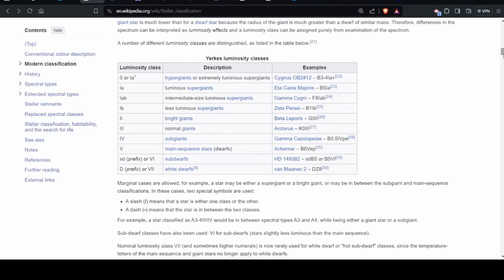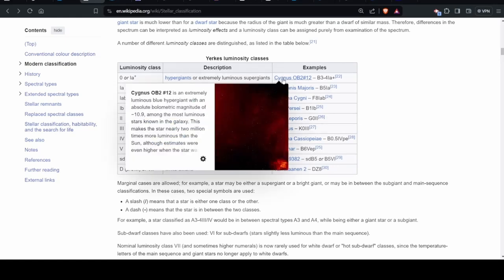So here's the luminosity class. It goes from 1 to 5 with Roman numerals, and then you've got these subclasses like 1A, 1B. Your 1As are your hypergiants. They give some examples here. Cygnus is the constellation the Swan, and Cygnus OB2 number 12 is a hypergiant, which would be fun to look at here. Oh, that's not a very good picture of it.